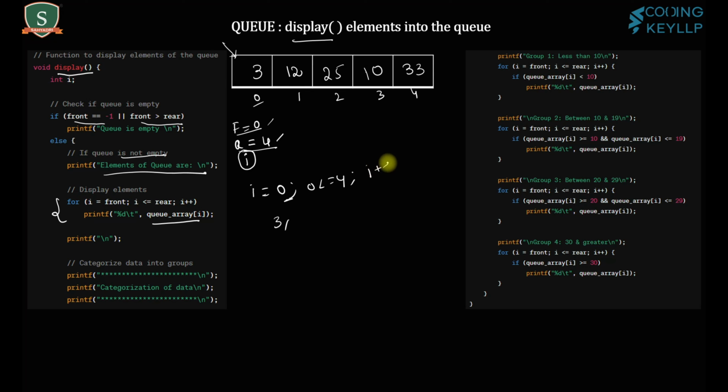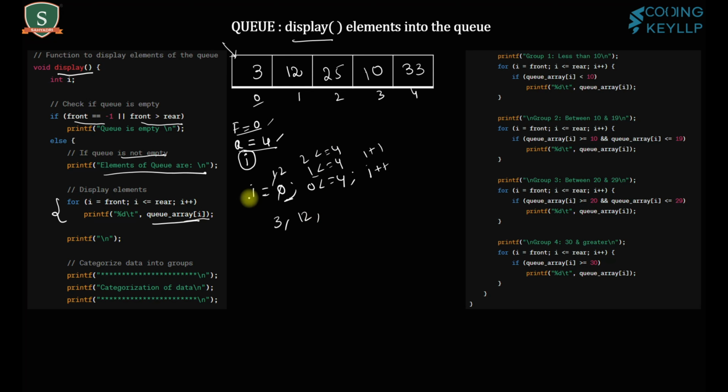Then it goes to i plus plus. 0 becomes 1. i is equal to 1. 1 is less than or equal to 4. Q array of 1. So what is there in the 1 position? 12. 12 will be printed. i plus plus. Now 1 will become 1 plus 1. 1 will become 2. So 2 is less than or equal to 4. Now what happens?